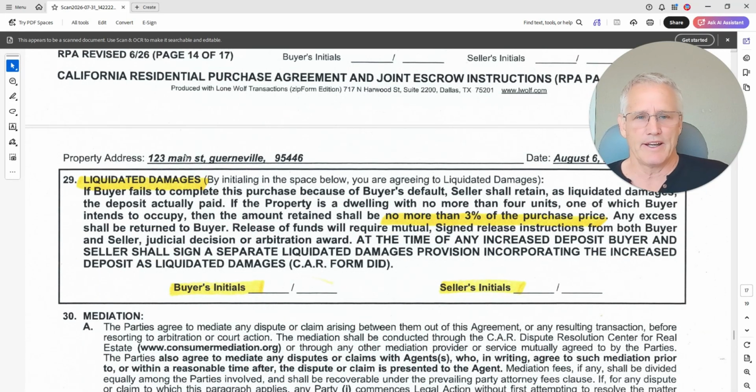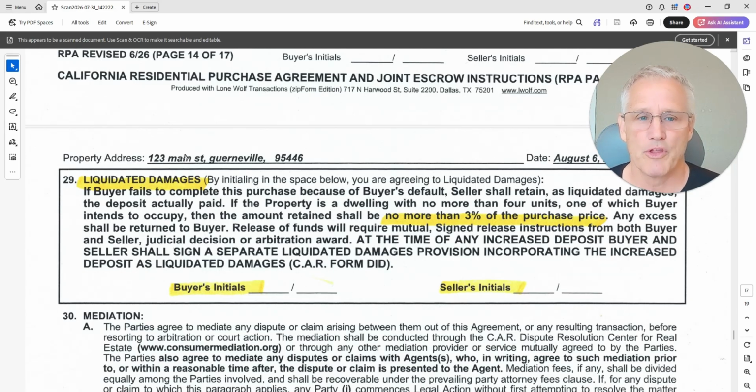Item number 29. Notice it's in bold and has a big black box around it. That means if you see something that's bold or has a big black box around it or is handwritten, make sure you really slow down and read it and take a look at it. This is talking about liquidated damages. A lot of people don't know what liquidated damages means.